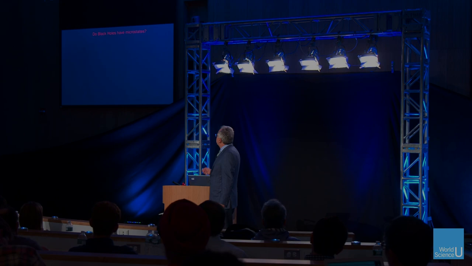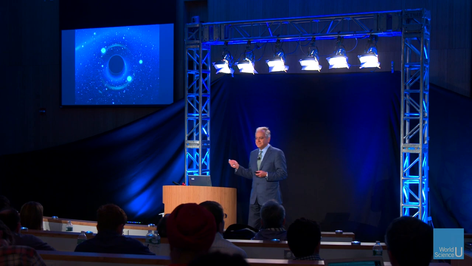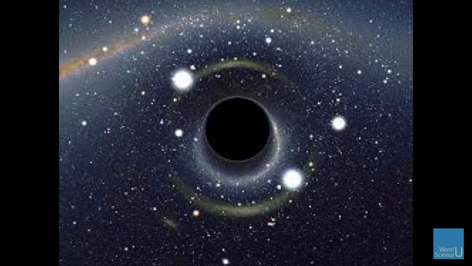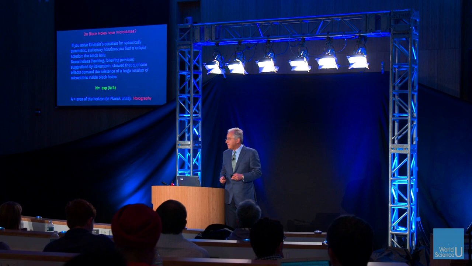The next question, again, a fundamental question: do black holes have microstates? Now, you have heard about this in previous talks, that black holes are black, and they apparently behave, according to Bekenstein and Hawking, as if there are some degrees of freedom associated to the boundary of it, to the horizon of it.